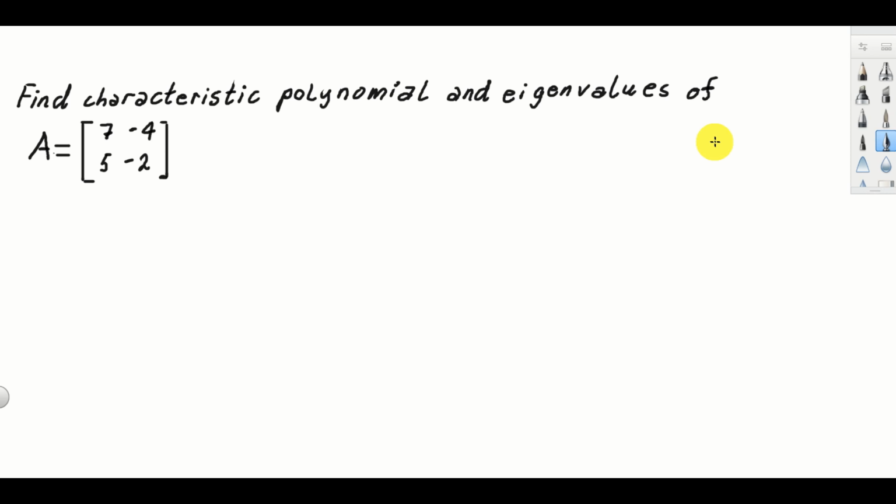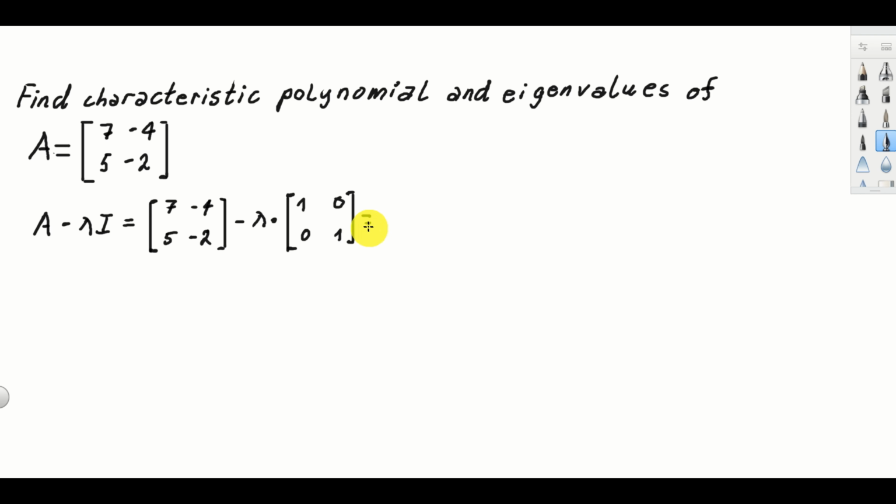To illustrate the computation of characteristic polynomials and eigenvalues, let's consider this example. Over here, we are given a matrix A, a 2 by 2 matrix, and we want to compute the characteristic polynomial and eigenvalues. So the first step is to form the matrix A minus lambda I. So let's create this matrix. We have the matrix A defined over here: 7, minus 4, 5, and minus 2. Over here, lambda is a complex scalar multiplying the identity matrix. And the identity matrix is 1, 0, 0, 1.